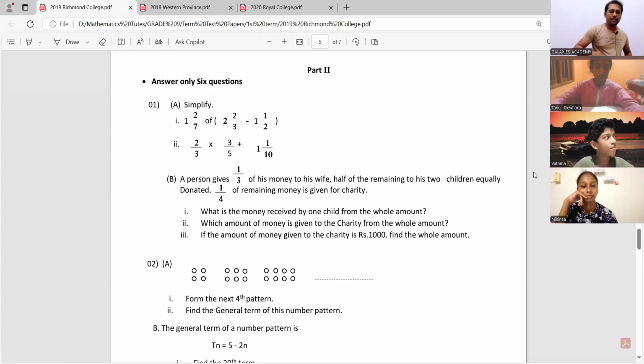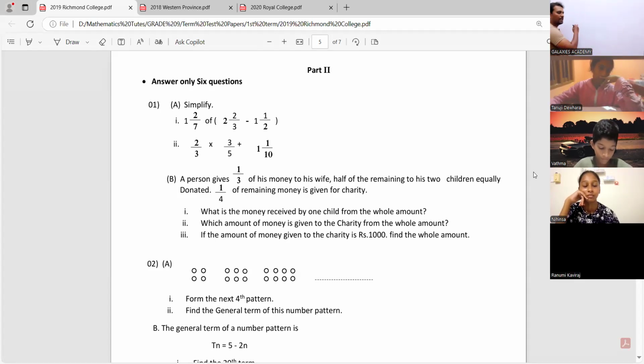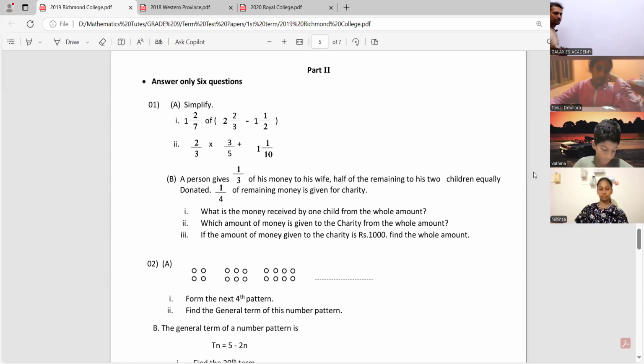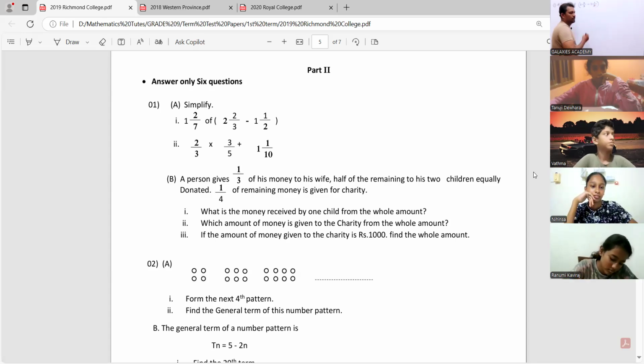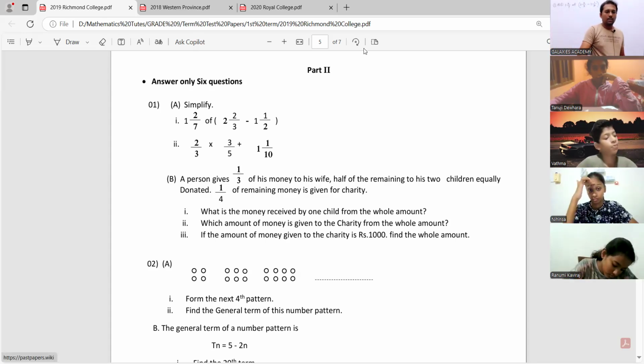Right, let's go to the first question. The first question is capital A. Simplify. 1, 2 over 7 of, within the bracket given, 2, 2 over 3 subtract 1, 1 over 2. Okay, let's check the answer for this first question.